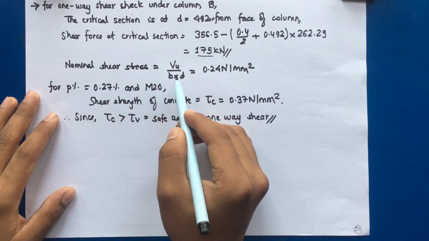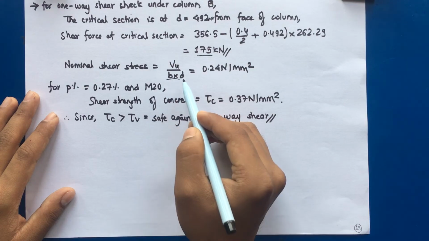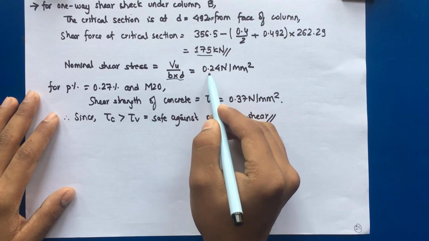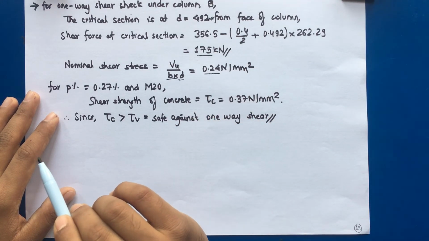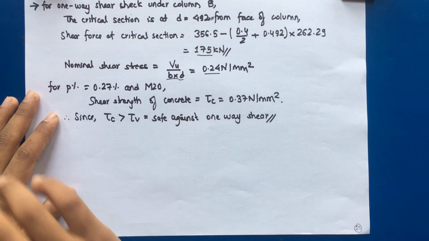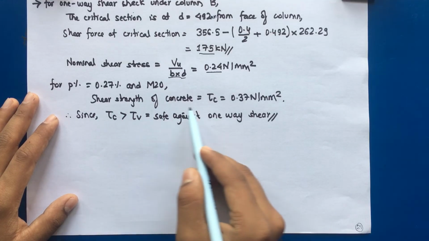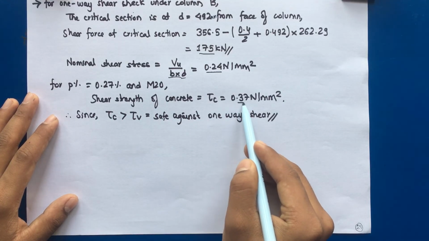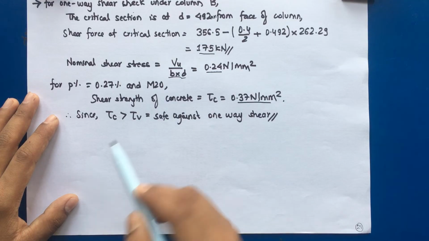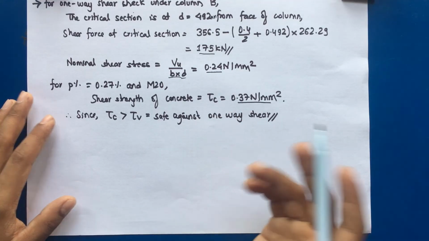Similarly, nominal shear stress will be Vu by b into d. Substitute the value of b as 1500 and d as 492, we get this value as 0.24 Newton per mm square. Now for Pt percent as 0.27, which will remain same for column A and column B, and M20 concrete, shear strength of the concrete will be tau c is equal to 0.37 Newton per mm square. Since tau c is greater than tau v, so it is safe against one-way shear.